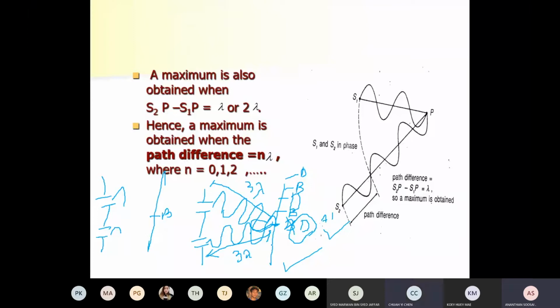You understand? Yes, thank you, teacher. Okay, good. But for the time being, we assume both start with a crest, so the center will be bright. Okay, let me clear this.